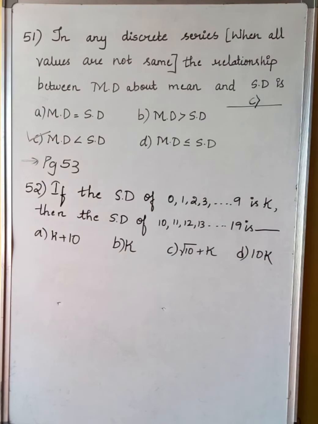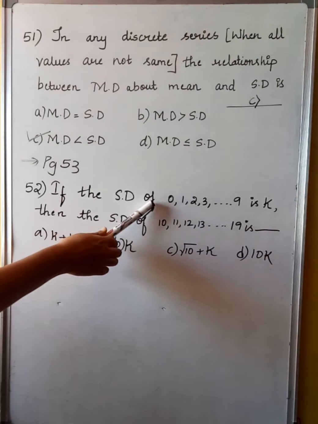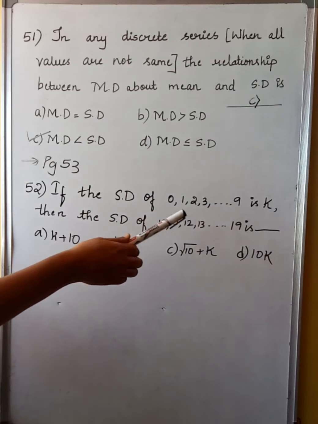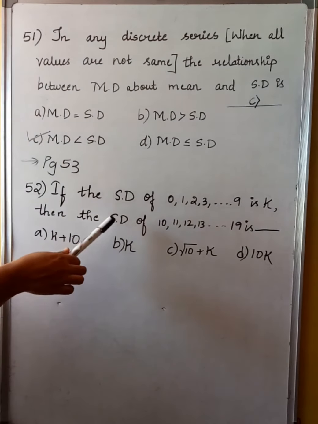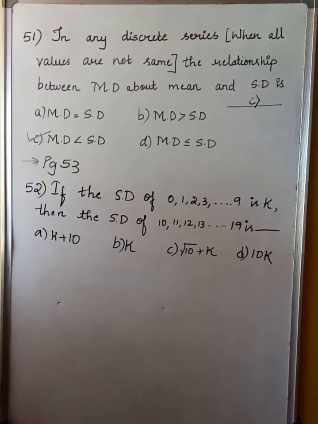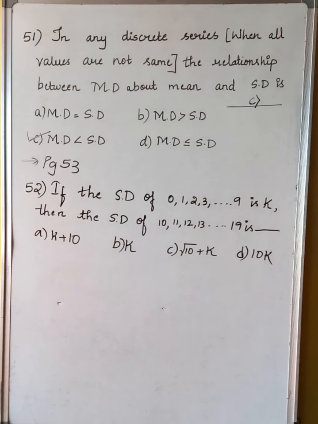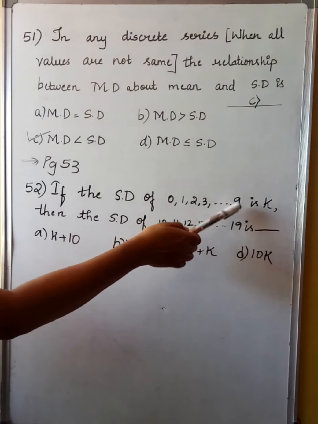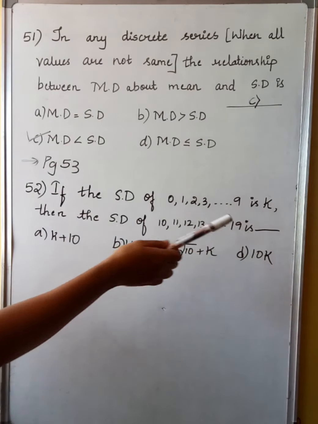The next question says that if the standard deviation of 0, 1, 2, 3, and so on up to 9 is k, then the standard deviation of 10, 11, 12, 13, and so on up to 19 is. Notice here, the standard deviations are given. From 0 to 9 it is k, then the standard deviation of 10 to 19. It is a continuous process, there is no stop there. It is from 0 to 9 and later continued again from 10 to 19.